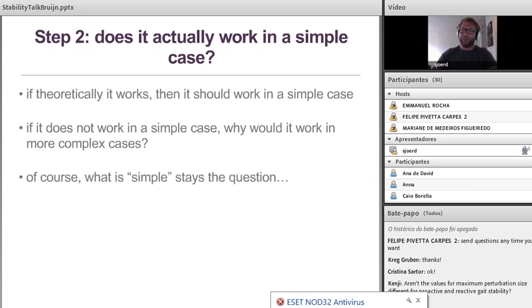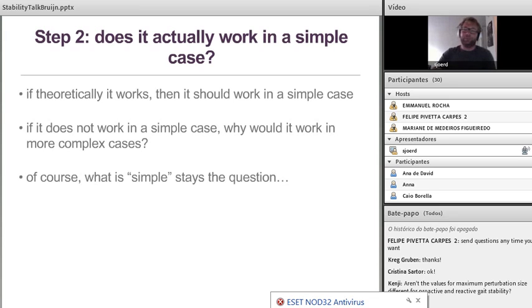So then the second step is, does it actually work in a simple model? Because if theoretically it worked, then it should work in a simple case. If it does not work in a simple case, then why should it work for more complex cases, right? If I make a beautiful mathematical measure and everybody can see that it should describe stability, but if I try it in a simple model and it does not give me the results I expect, then why should I believe that it works for more complex cases?